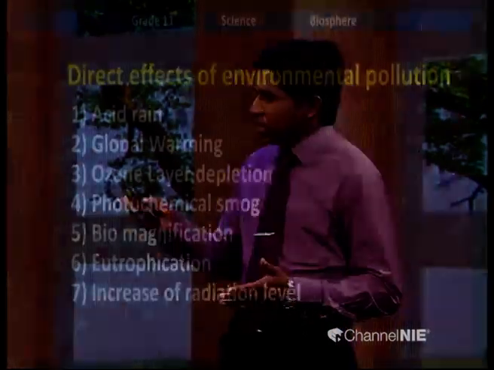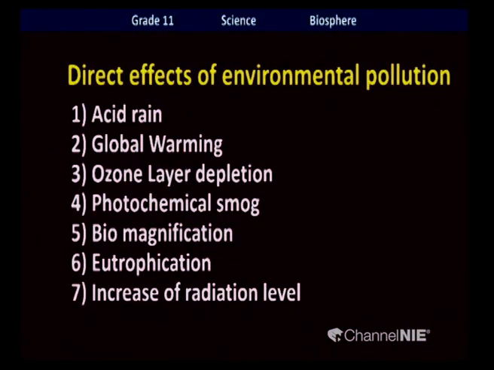Right. So there you can see there are 7 direct ill effects of environmental pollution. Number 1, acid rain. Number 2, global warming. Number 3, ozone layer depletion. Number 4, photochemical smoke. Number 5, biomagnification. Number 6, eutrophication. Number 7, increase of radiation level.